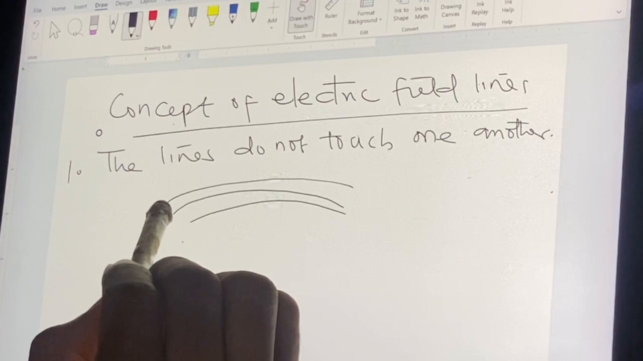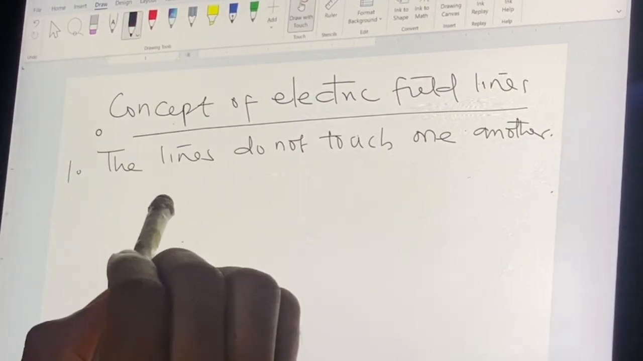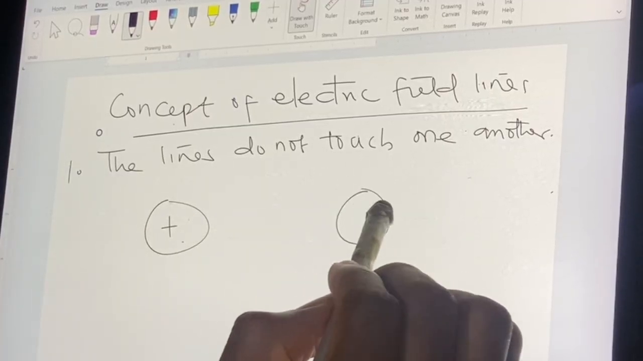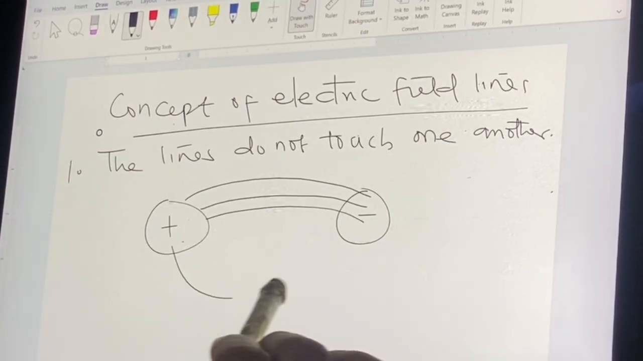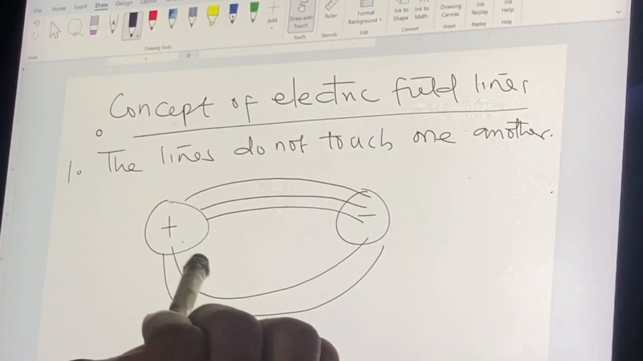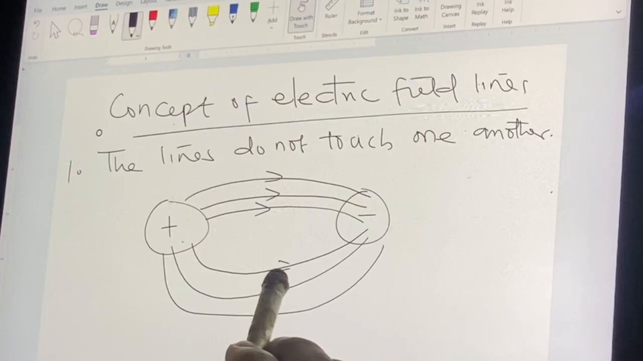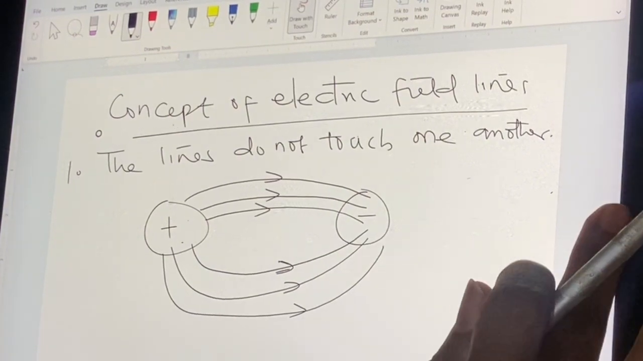So if I have something like this, I can create this. Okay, this looks like plus Q. These lines here do not touch themselves. Okay, so that is what it means here. So let's take the next one here. The next one says the lines are continuous. Okay, the lines are continuous.